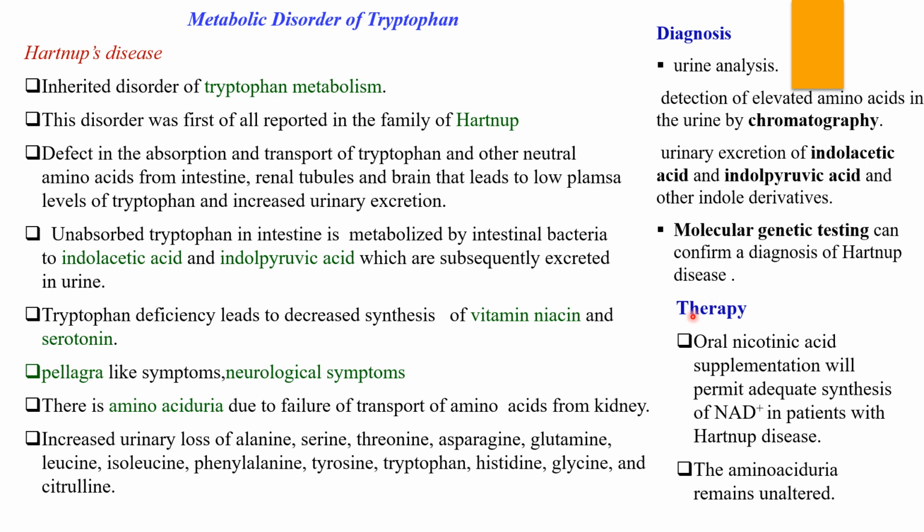As far as therapy is concerned, oral nicotinic acid supplementation can be given, and that leads to instant relief by adequately synthesizing NAD in the patient with Hartnup's disease. But the aminoaciduria cannot be corrected by this treatment.